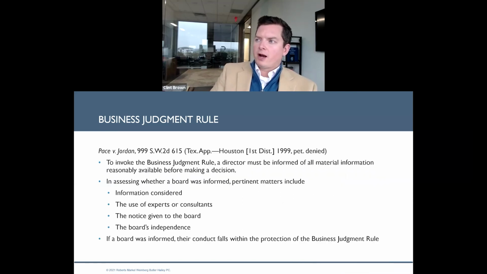To invoke it, a director must be informed of all the material information. So you've got to have all that information available to you before you make your decision. That's why it's important to get the multiple bids, right? That's why it's important to get the advice of an expert, whether it be legal counsel or a CPA or otherwise. And basically the information you considered, the use of experts, the notice given to the board, and then the board's independence. If the board was informed, their conduct falls within the protection of that business judgment rule.